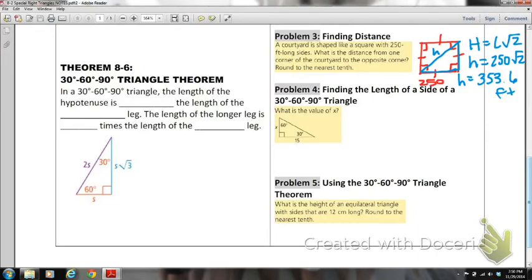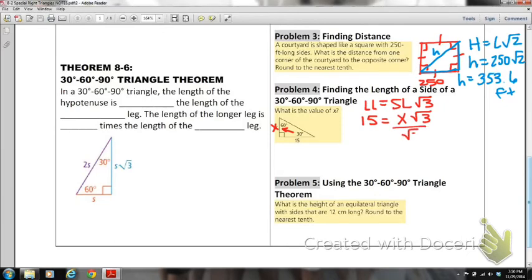In this particular one, x is opposite the 30-degree angle, so it's the short leg. We're looking for the short leg. We know the longer leg is 15 because it's opposite the 60-degree angle, so use the long leg formula. The long leg is equal to the short leg times the square root of 3. The long leg in this diagram is 15, and the short leg is the side we're looking for, x, times the square root of 3.